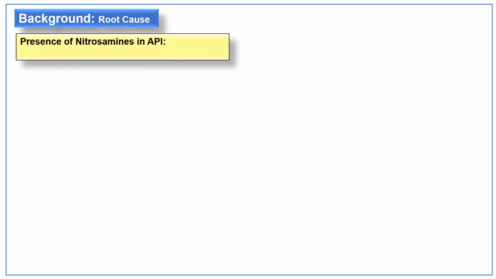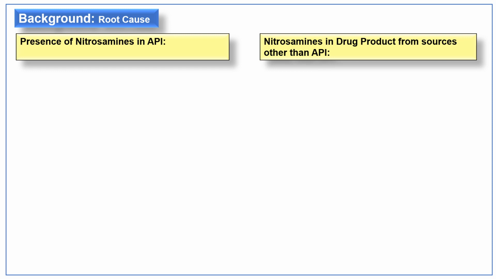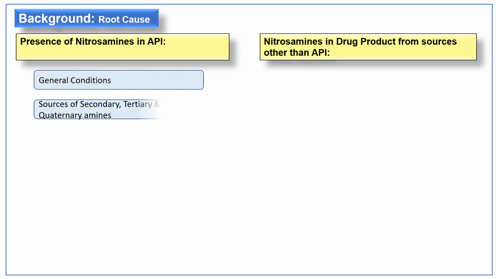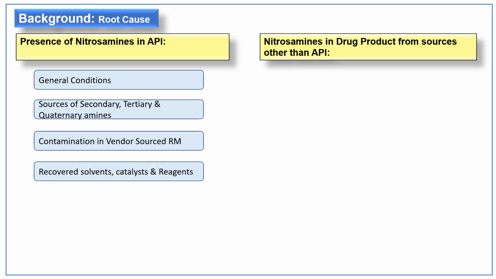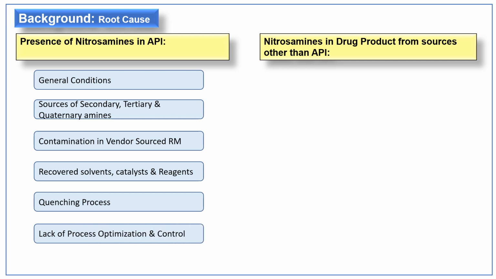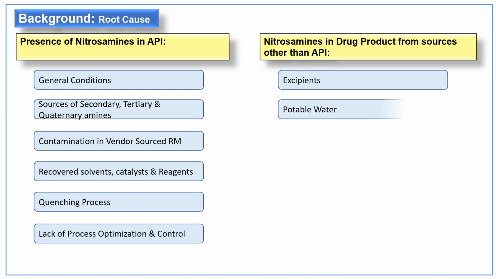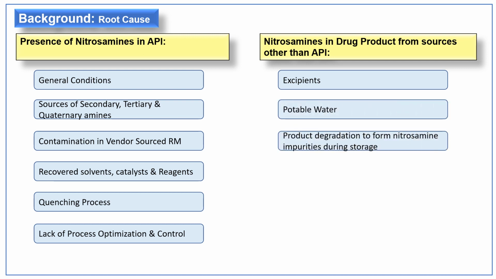So this guidance talks about 2 specific root causes for the presence of nitrosamine impurities: the presence of nitrosamine in the APIs and the nitrosamines in drug product from sources other than APIs. So for the nitrosamine in APIs, there are some general conditions in which the nitrosamines can be present. There are sources of secondary, tertiary and quaternary amines, contamination in the vendor sourced raw materials, recovered solvents, catalysts and reagents, the quenching process and the lack of process optimization and controls. And from other sources, they can be through excipients, they can be through the potable water and the product degradation to form nitrosamine impurities during storage.